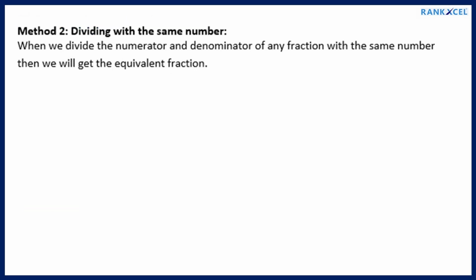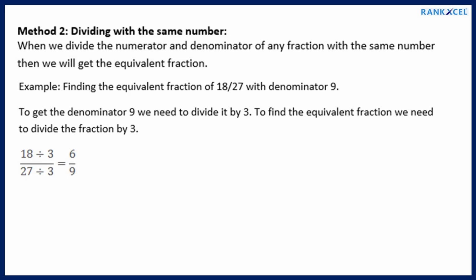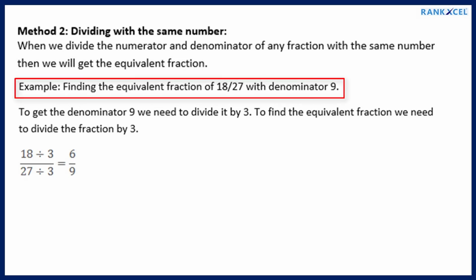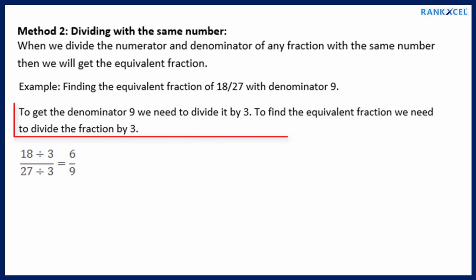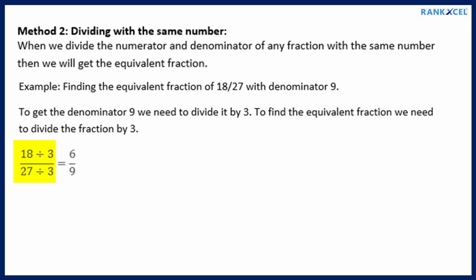Method 2, dividing with the same number. When we divide the numerator and denominator of any fraction with the same number, then we will get an equivalent fraction. Example, finding the equivalent fraction of 18/27 with denominator 9. To get the denominator 9, we need to divide it by 3. To find the equivalent fraction, we need to divide the numerator and denominator by 3.